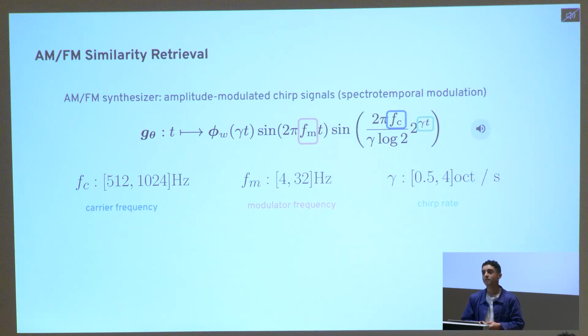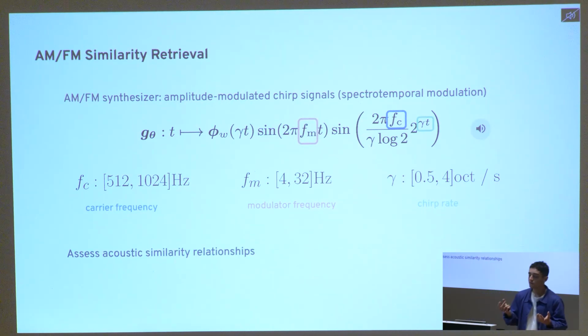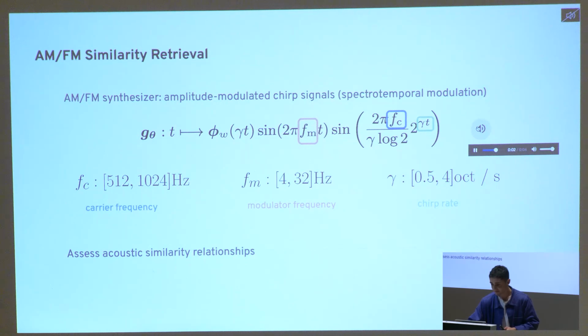So for each of these parameters, we sample 16 values, and we can get a data set from the synthesizer of 4,096 signals. And we want to assess whether similarity relationships in acoustic representations reflect similarity in terms of these three synthesis parameters, which are the three factors of variability in this synthesized data set. Oh, here's what it sounds like. Sorry. So we pretty much just have a center frequency, a chirp rate, and a modulation rate.